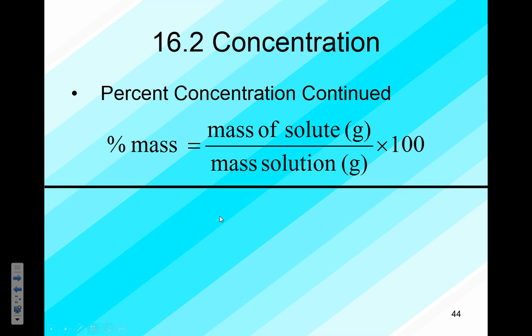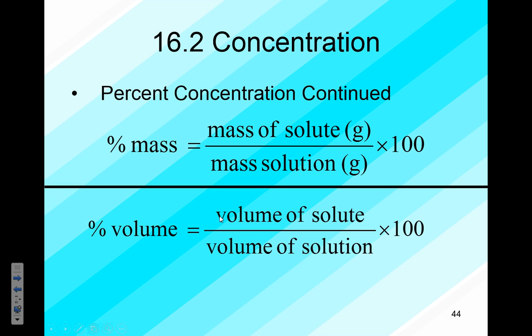But we also have percent by volume. Sometimes we don't know the masses of the things. We're dealing with liquids and we know their volumes. So we can calculate a percent as a volume ratio as well. Volume of solute over volume of solution times 100. So essentially the equations are identical to each other. The difference is whether we're dealing with masses as a ratio or volumes, but they're both a solute to solution comparison.